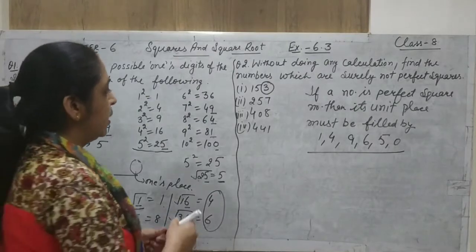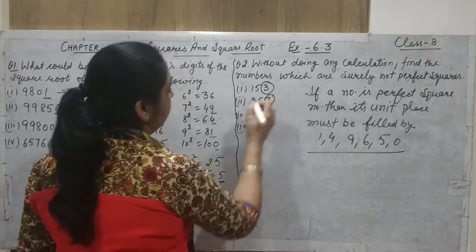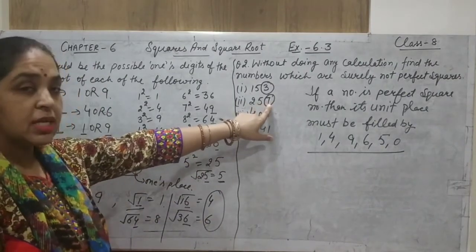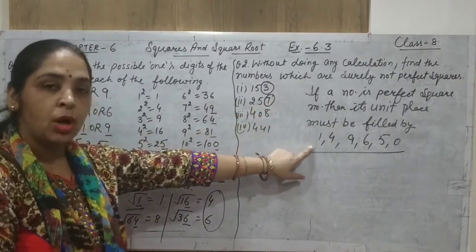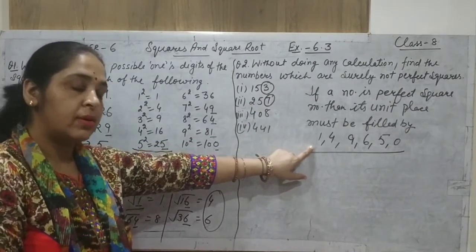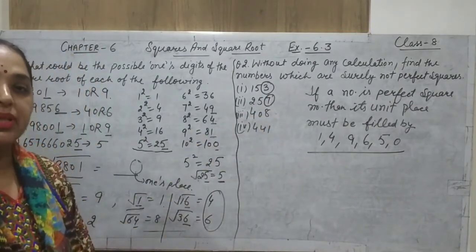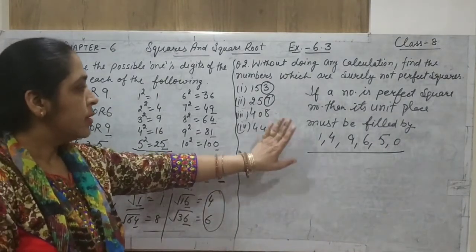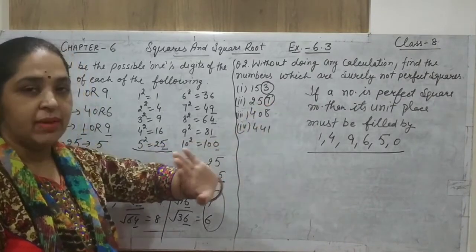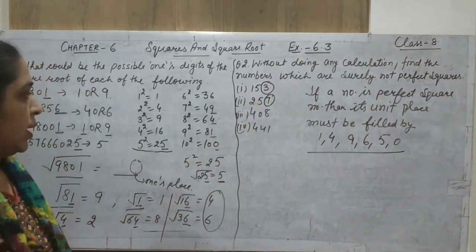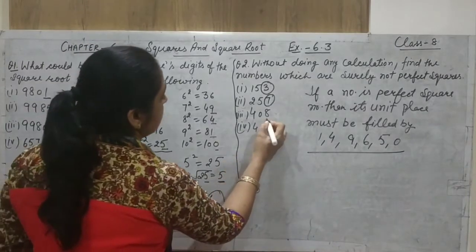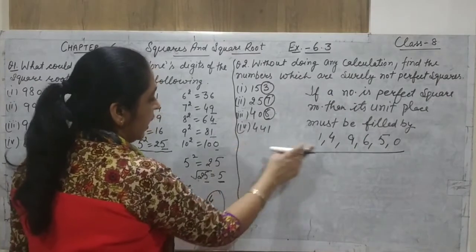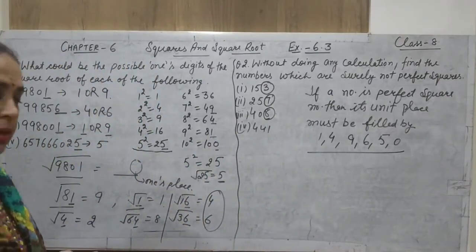Alright, similarly for 257. What is the unit place? 7. Now 7 is not included in these numbers. So we can write that the unit place is filled with 7, so according to the rule, 257 is not a perfect square. Similarly 408, again the unit place is filled by 8, and according to the rule 8 is not included in these numbers.